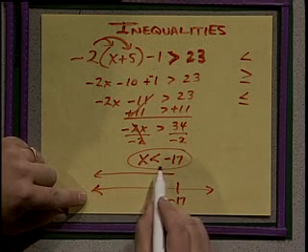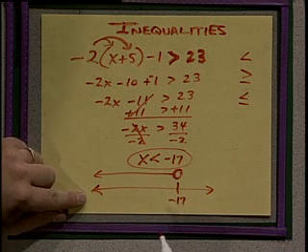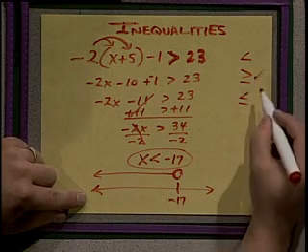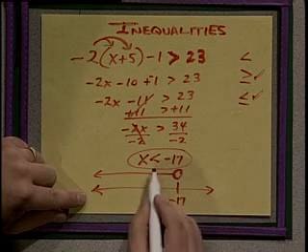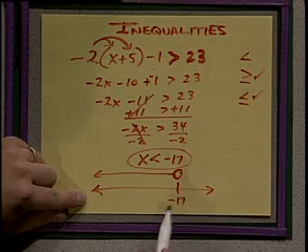But because x cannot be equal to -17, we put an open circle at that value. If you would have used this symbol or this symbol in the problem, then we would have shaded in the circle because -17 could have been one of your solutions.